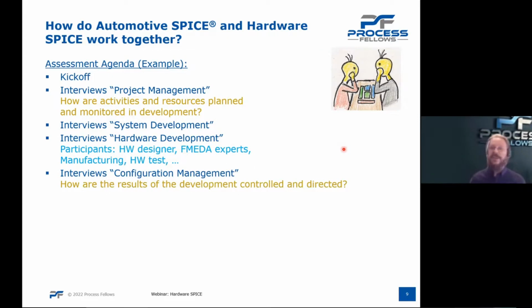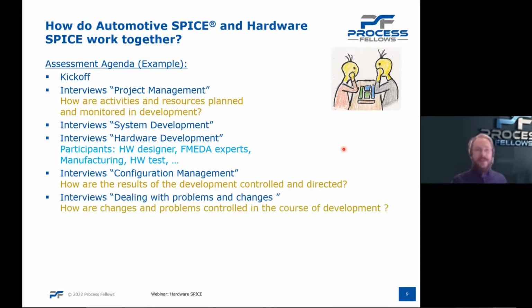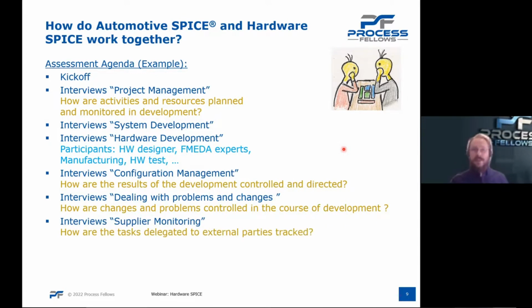And we will continue with interviews, questions about configuration management, how are the results of the development controlled and directed, and there are some specific interpretations for hardware as well, because you know, here you have a couple of sample parts, maybe prototypes that need to be controlled, versioned as well for the development here. We talk about how do you handle problems and changes during the development, specific for hardware, but for the complete system as well. We will talk about the supplier monitoring here to see, when you put some activities to external parties, when parts of the development are done by someone else, how this is planned and tracked.